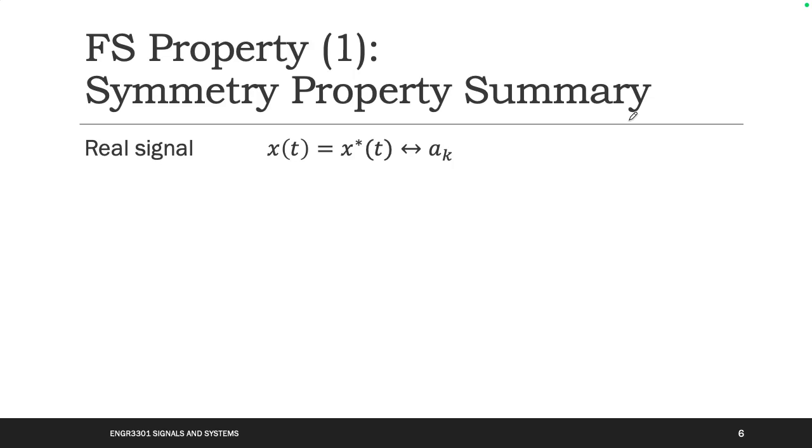Then let's define the FS coefficient of x(t) as a_k. We just consider it is a_k, and then a_k should equal a_{-k} conjugate. That makes sense to you. Actually, we proved this in the last class. This is just the result. We call it conjugate symmetric.